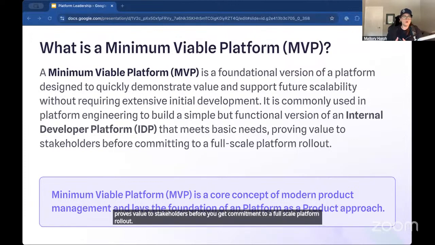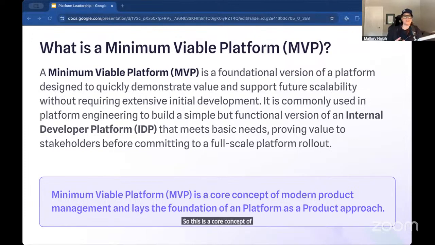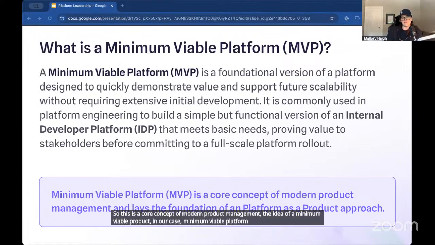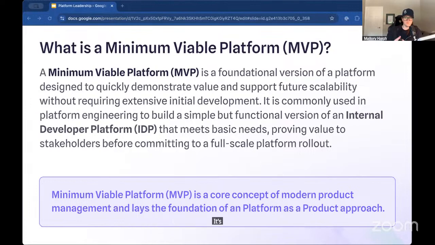So this is a core concept of modern product management, the idea of a minimum viable product, in our case, minimum viable platform, and it lays the foundation for this platform as a product approach. It's going to give you a way to start and a way to scale.